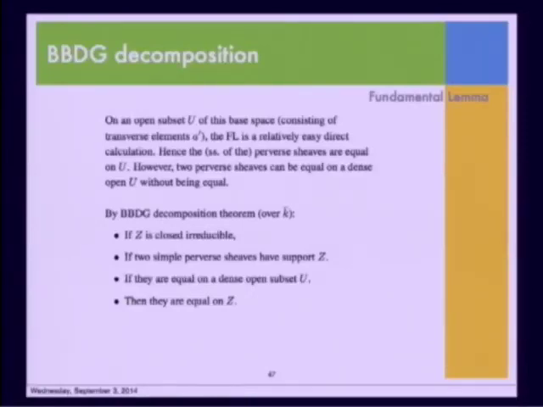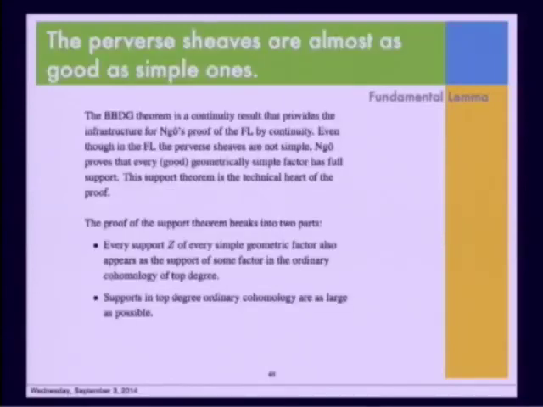What you need to do is prove some results about the support of these perverse sheaves. And this is really the most difficult part of the proof, justifying results about the support of these sheaves. So by the BBDG decomposition theorem, if Z is closed and irreducible, and if two simple perverse sheaves have support on Z and they're equal on a dense open, then they're equal on all of Z. And so what you need is results about the support.